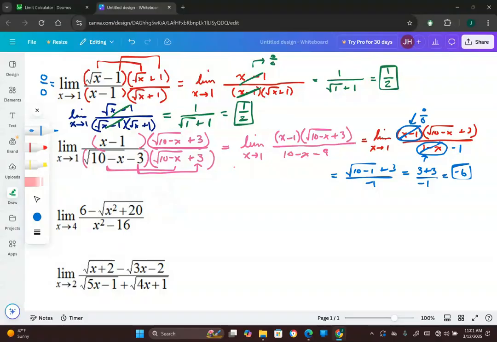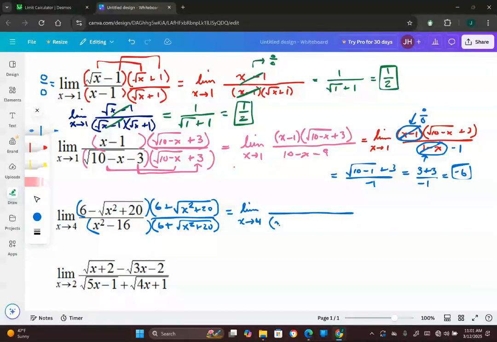So we're going to use this conjugate method again. We're going to multiply by the conjugate of the radical expression. I have 6 minus radical x squared plus 20. So I'm going to multiply top and bottom by 6 plus radical x squared plus 20. Now again, just ask yourself, am I going to multiply out the top or the bottom or both? Well, remember, in these problems, you do not want to multiply things that are not conjugates. So on the bottom, I'm going to leave it as x squared minus 16 times the 6 plus radical x squared plus 20.